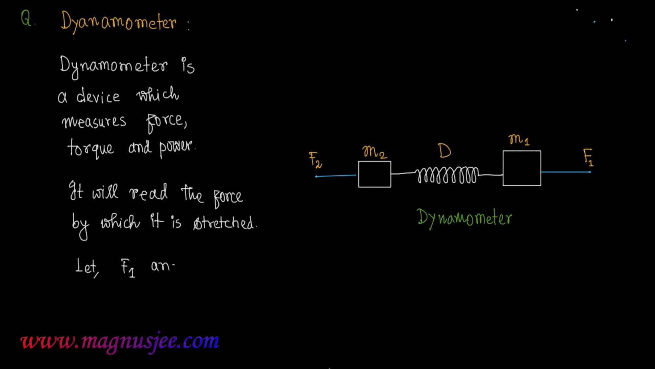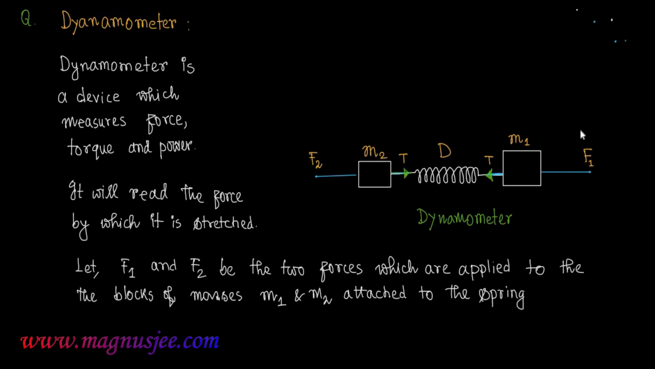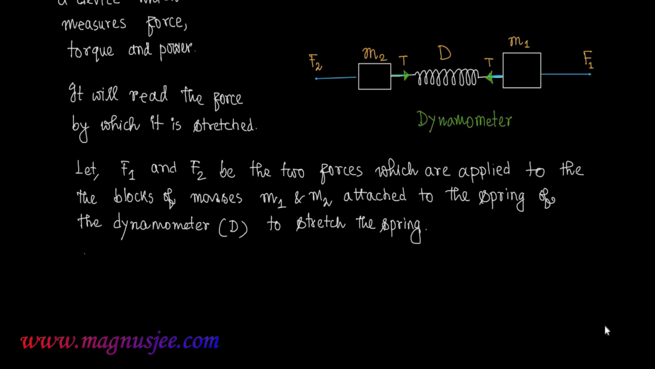Let F1 and F2 be the two forces which are applied to the blocks of masses M1 and M2 respectively, attached to the spring of the dynamometer, to stretch the spring.